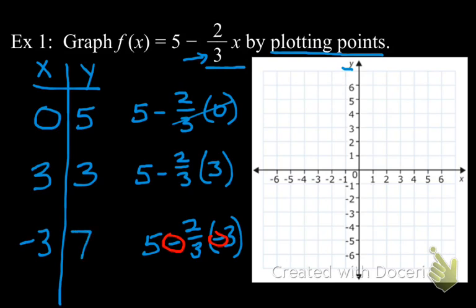Then we're just going to graph these points. So 0, 5, x is 0, y is 5, goes right there. 3, 3, x is 3, y is 3, goes right there. And -3, 7. So x is -3, y is 7, goes right up there. And then I will try to do my best to draw a line through here. It's going to look something like that.